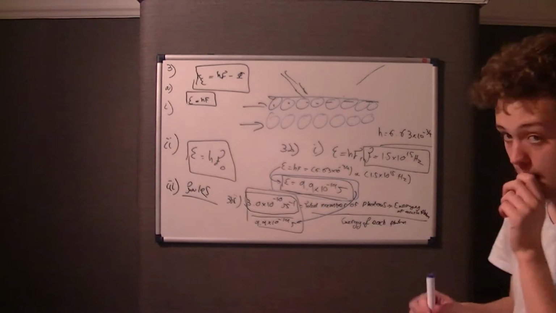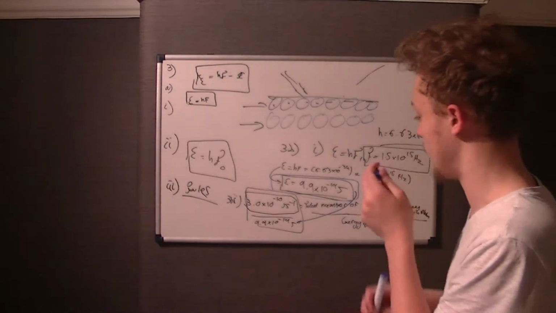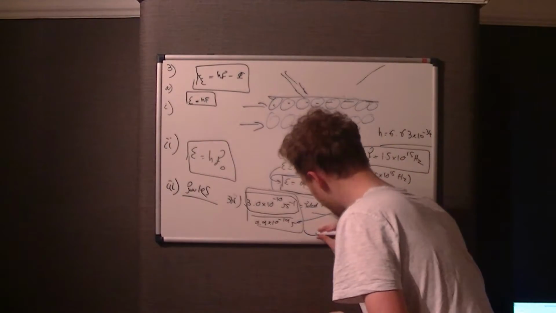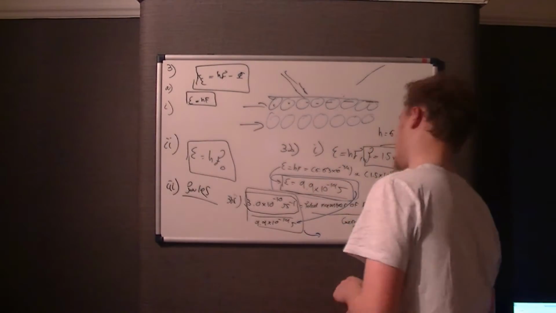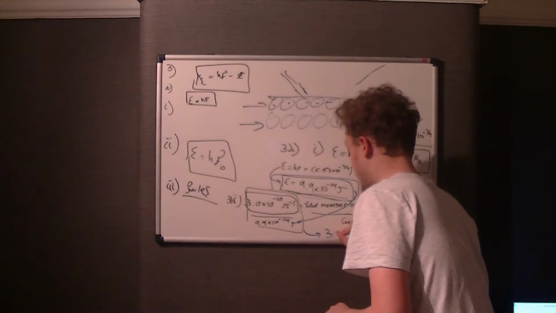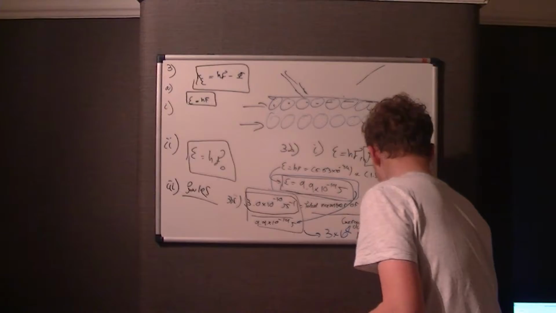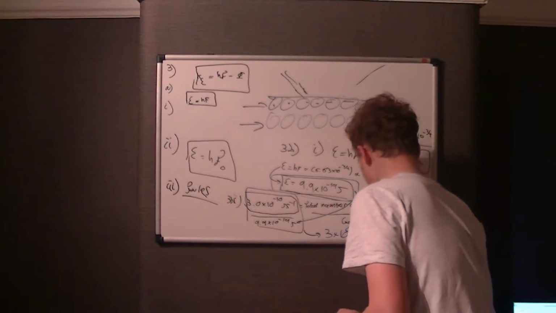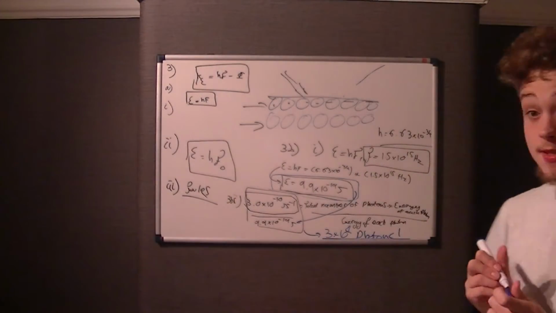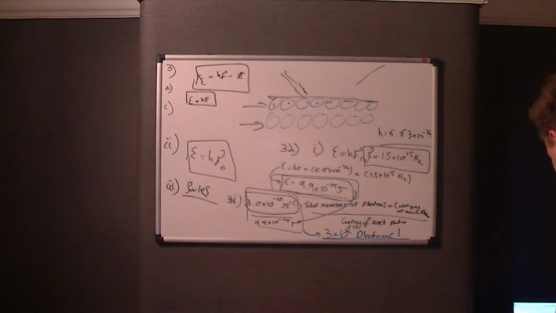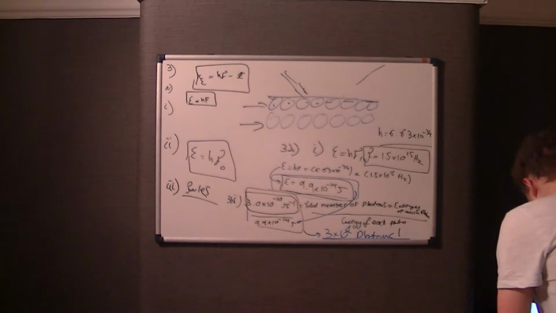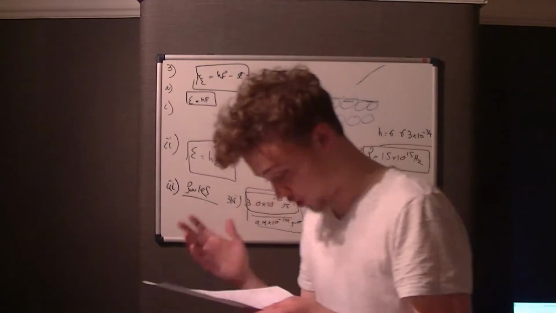Yep, I just didn't type it in my calculator correctly. Anyway, that's the right answer, and when you do that division, you get 3 times 10 to the 8 photons. And that is your answer. So it's a very, very simple division.